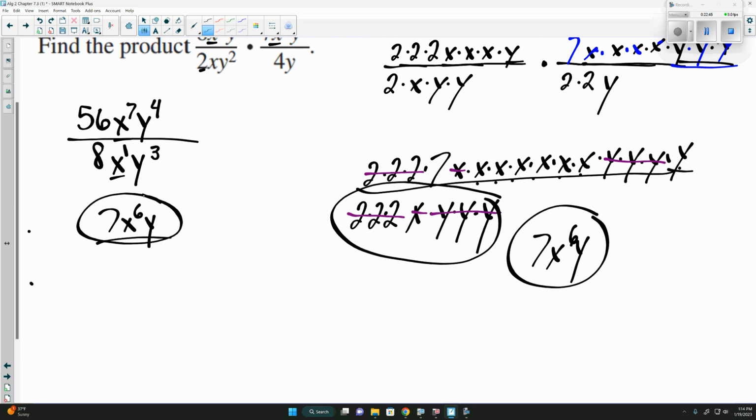And that's it. Because we don't have a denominator we have to write in, it's just 1. So we can just leave it as 7x to the 6, y. That's it. Both of them get us to the same answer, but they're different ways to do it. Any questions on either of these here?